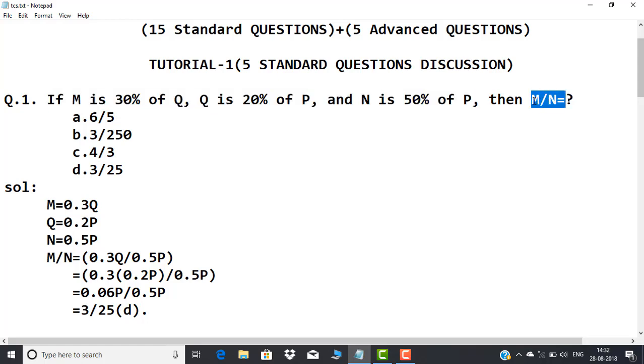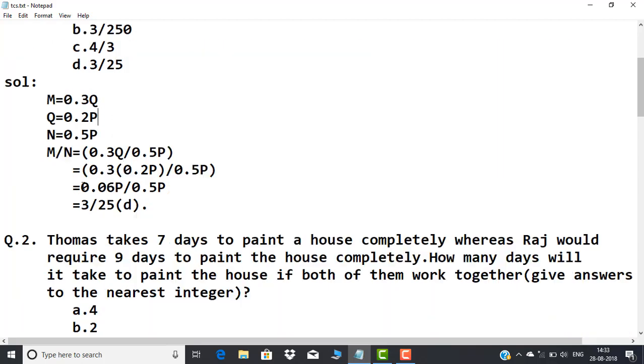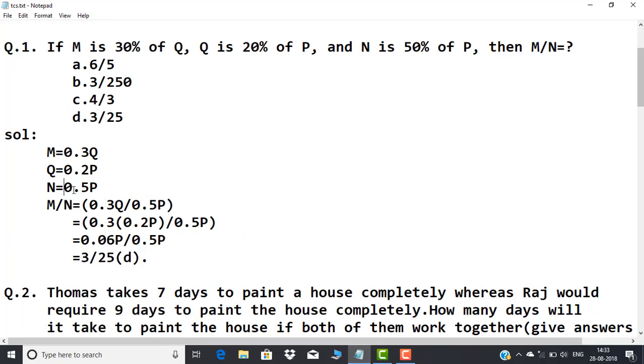Okay, so friends, here it is given m is 30% of q, which means m is equal to 0.3 q, because 30 divided by 100 will be equal to 0.3. Now q is 20% of p, it means q will be 0.2 of p. Now n is 50% of p, it means n will be equal to 0.5 of p, because 50 divided by 100 will be 0.5.